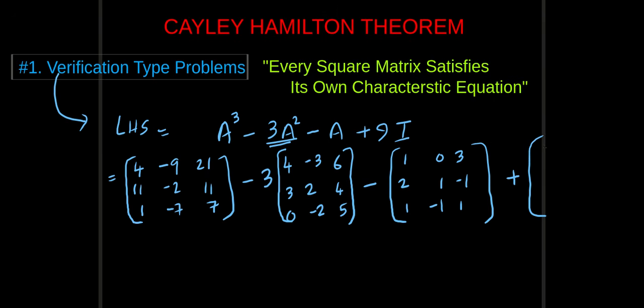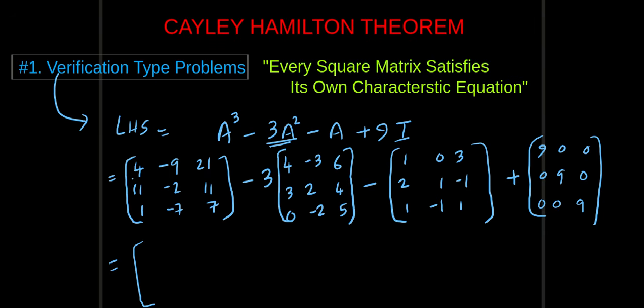9I I'm going to write directly, that will be 9 0 0 0 9 0 0 0 9, and that is equal to, of course I know the answer, it's a verification question and we proved the Cayley-Hamilton theorem generally, so I'm going to get 0 0 0 for sure.